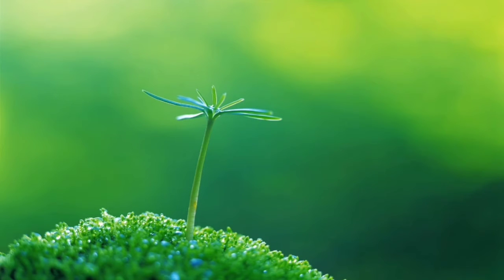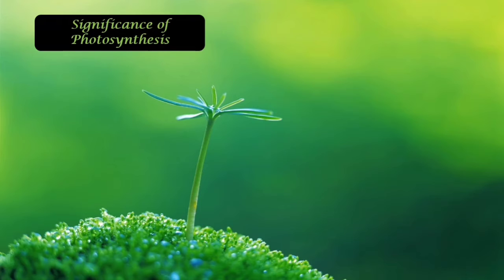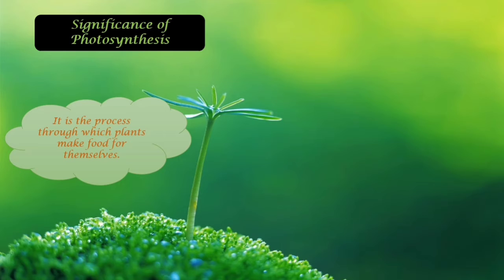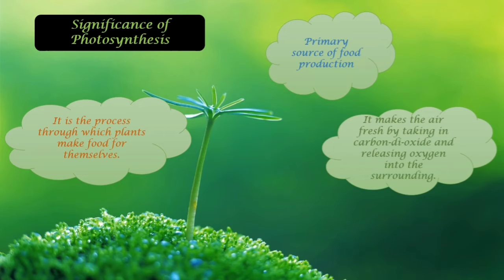So having learnt about the photosynthesis process in detail, let us know about its significance, nothing but the importance. It is a process through which the plant makes food for itself. Without this process, the plant definitely cannot prepare its food. Also, it is a primary source for food production. Only when this process happens, the plant will be able to produce the food which can be stored in different forms like fruits or flowers, where it becomes an edible part for other organisms to be considered as a source of food. Next, it makes the air fresh by taking in carbon dioxide and releasing oxygen.